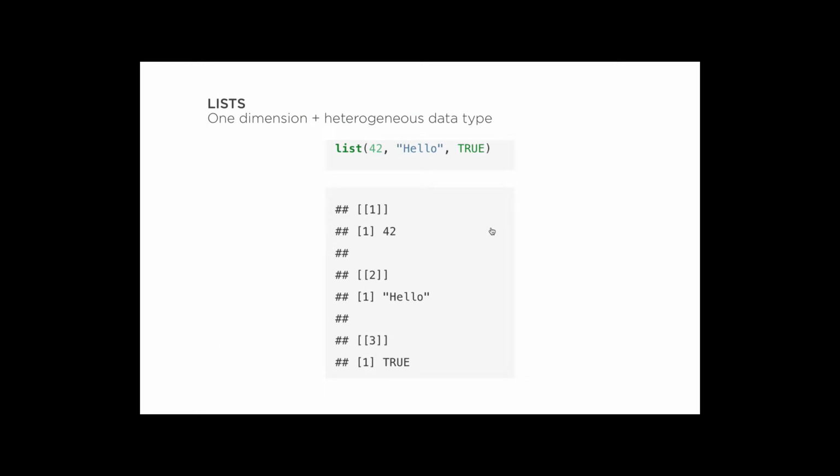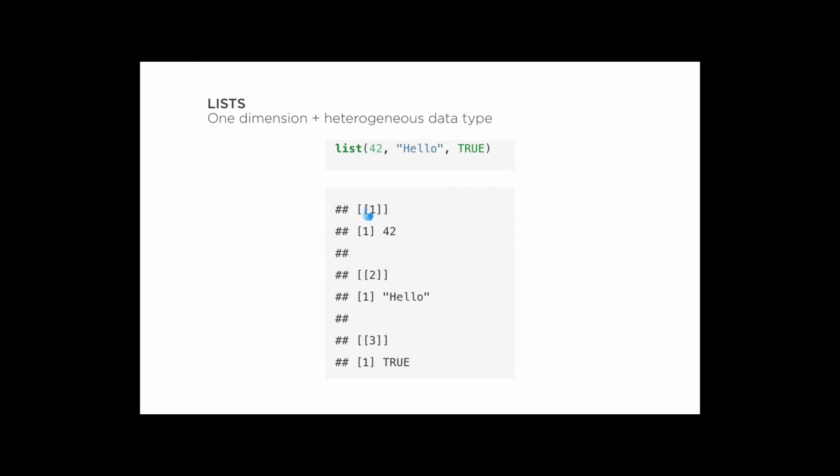Lists: one dimension, but heterogeneous data type. Creation of a list is quite simple by using the list function. If you notice, in this case, you do have 3 different data types. And if you look at the structure of your list, you notice you have 3 items in the list. They are all identified by double square brackets.